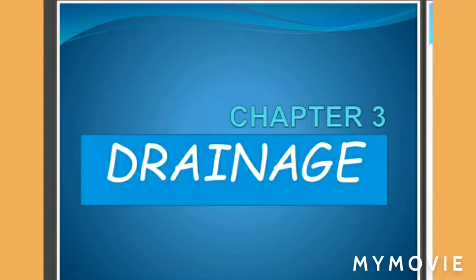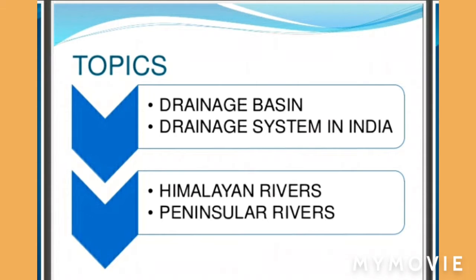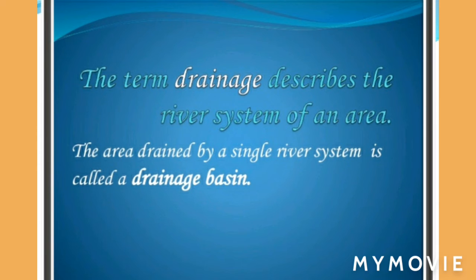Hello, dear children. In this video, we will be discussing the third chapter of Geography, Drainage. The topics covered in this video are drainage basin, drainage system in India, Himalayan rivers, and peninsular rivers.